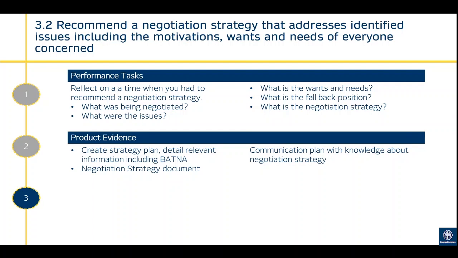For this, reflect on a time you've had to recommend a negotiation strategy. What was being negotiated? What were the issues? What are the wants and needs of everyone concerned? What's the fallback position? And what's the negotiation strategy? Product evidence for this can include a strategy plan, detailing relevant information, including BATNA, negotiation strategy document, or communications plan with knowledge about negotiation strategy. So some document analysing the wants and needs and motivations of both parties in negotiation.